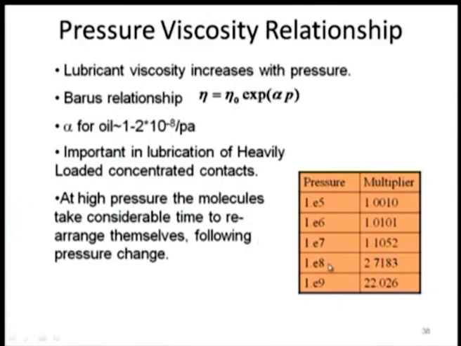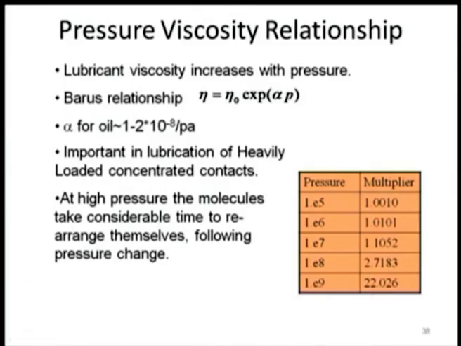Instead of 100, it goes to 1000 bar, that means 100 megapascal. In case of 100 megapascal, this factor has increased substantially, it comes out to be 2.7. That means there is an increase in the viscosity by 170%, and that is a thickening effect. Further, if it goes to 1 gigapascal, you can see the viscosity increases 22 times.